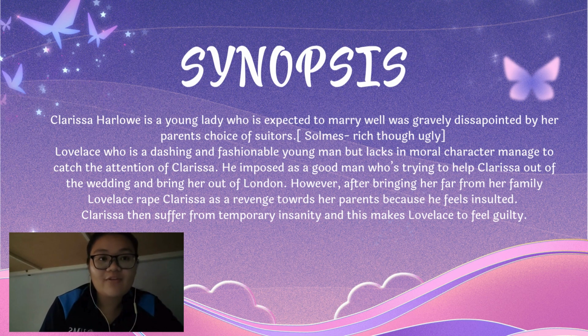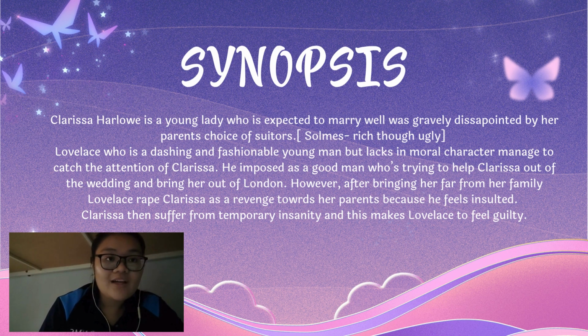We are from Group 5 and we're going to present about Clarissa, or the History of a Young Lady, by Richardson. I'm going to present about the synopsis for today. So the synopsis is about Clarissa Harlowe, who is a young lady and was expected to marry into a wealthy family by her parents. However, her parents' choice of suitor doesn't really match her typical man, because Solmes, who is the suitor, is rich, however ugly.